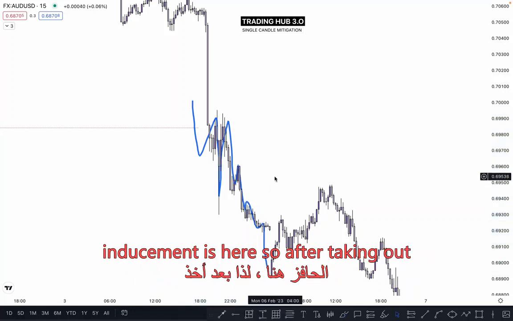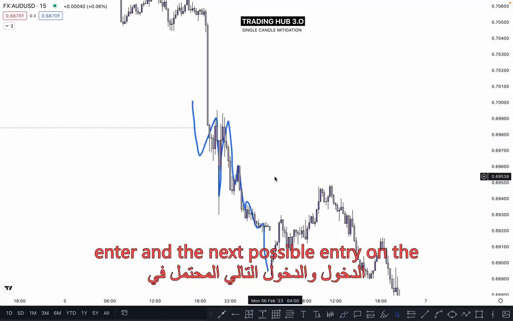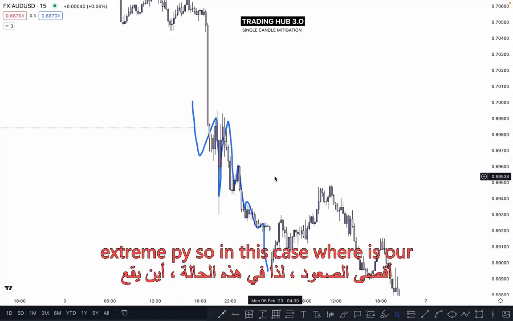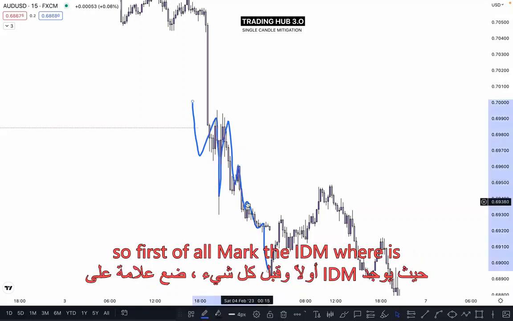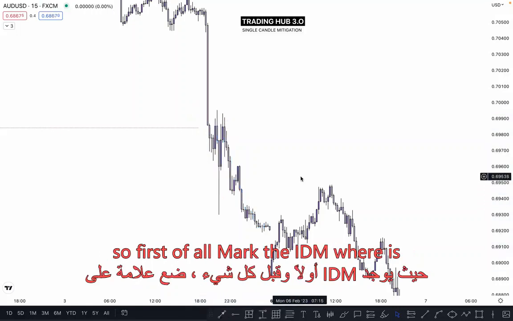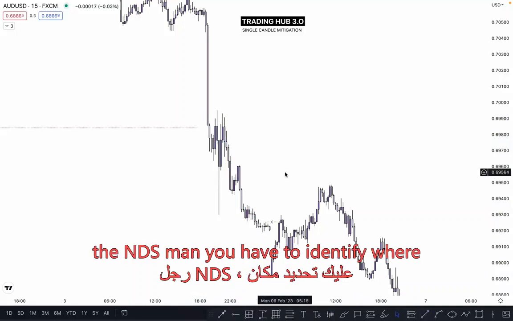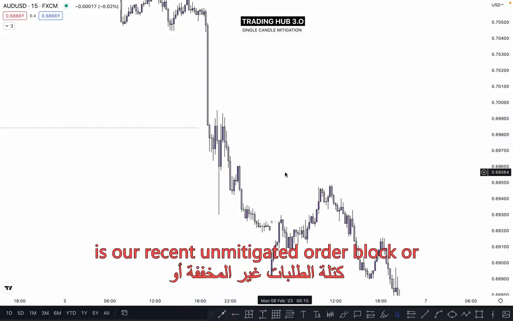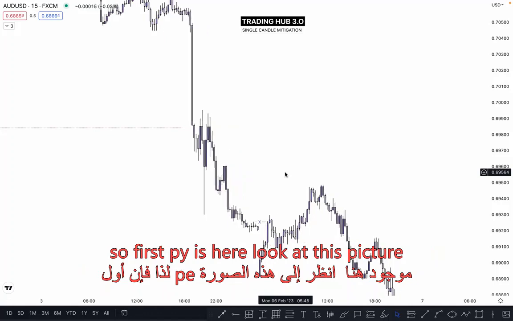So after taking out the inducement, we are looking for the entry and the next possible entry on the extreme POI. So in this case, where is our POI? First of all, where is our inducement? Mark the IDM. IDM is here, right? After taking out the inducement, you have to identify the recent unmitigated order block or unmitigated shadow that we can mark as a POI. So the first POI is here.